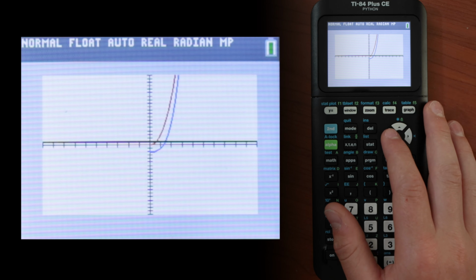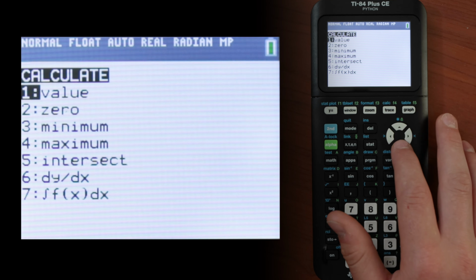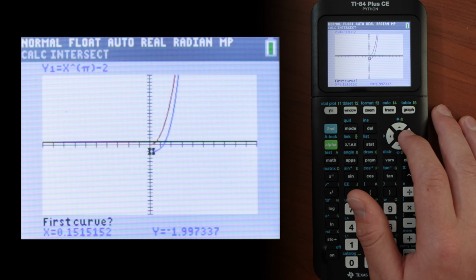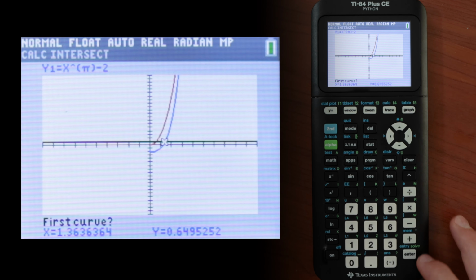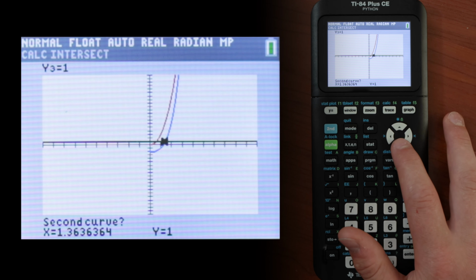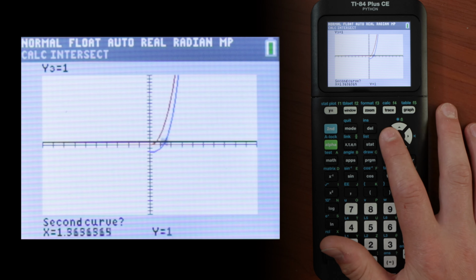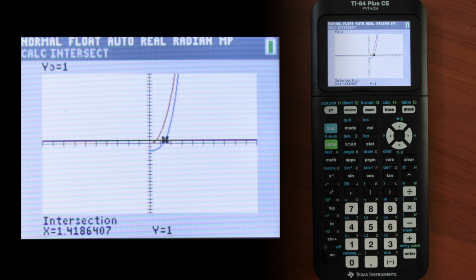If I'm back in my graph, I can hit second trace. So I'm using the calc function. 5, intersect. And now it's going to ask, where do we think it occurs for the first curve? So I'd say, I don't know, roughly there. Not exactly, but it's fine. And on this curve, I think roughly there, I guess. And then it gives me the intersection.